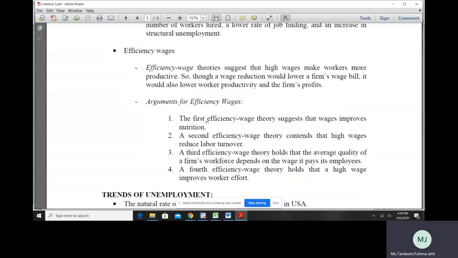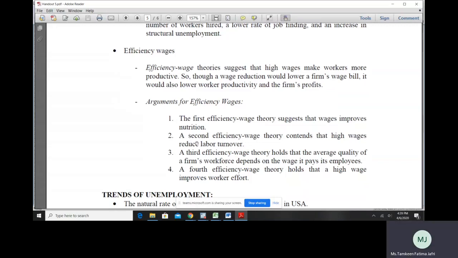One argument is that efficiency wage theory suggests that wage improves nutrition. If organizations are paying comparatively more, then one benefit is that the workers' nutrition will improve, their health will improve. The healthier the workers are, the more productive they are going to be in the workplace, they will take fewer days off and work harder. So there's an actual advantage of paying more than what the market rate is.